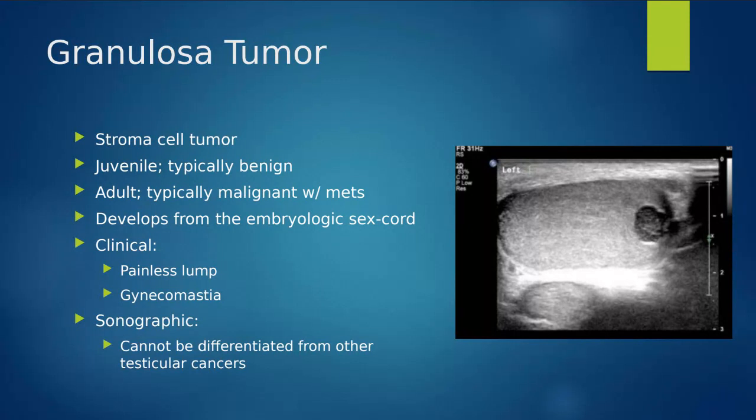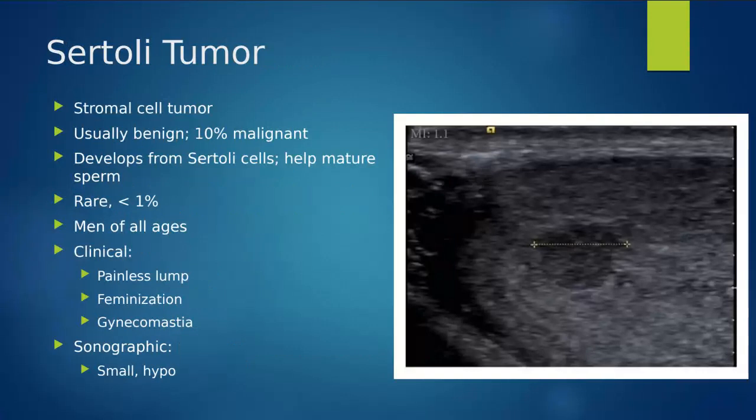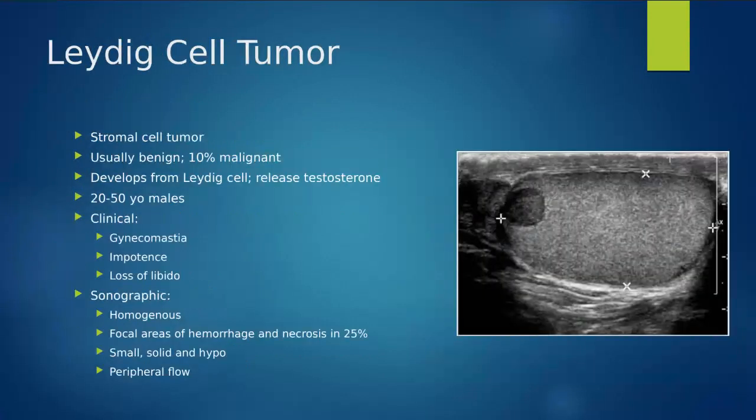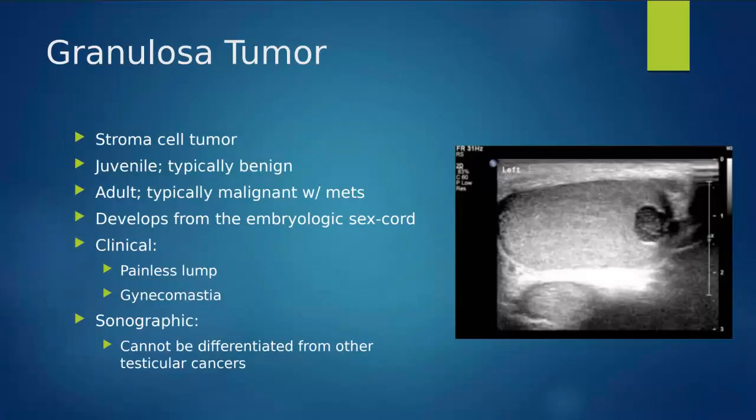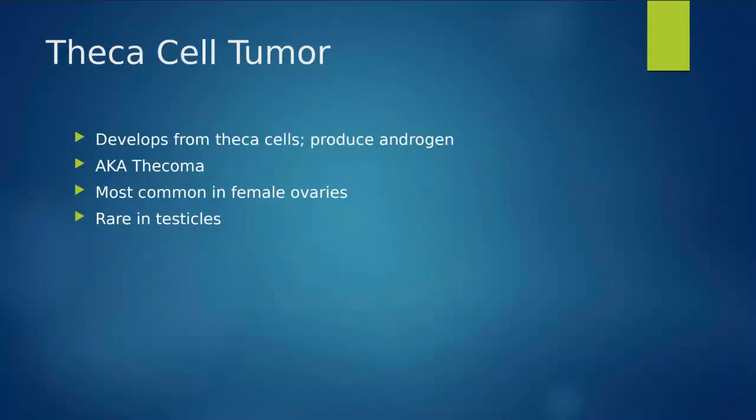It develops from the embryonic sex cord, so again, a very primitive developmental structure. Clinically, painless lump, gynecomastia. On ultrasound, we cannot differentiate this from other types of testicular tumors. Again, look at that. It kind of looks like the Sertoli, kind of looks like the Leydig, and those are all stromal cell tumors. So it's really hard for us to differentiate that. This would get further imaging and further testing. Really, all of these are going to get further imaging and testing.